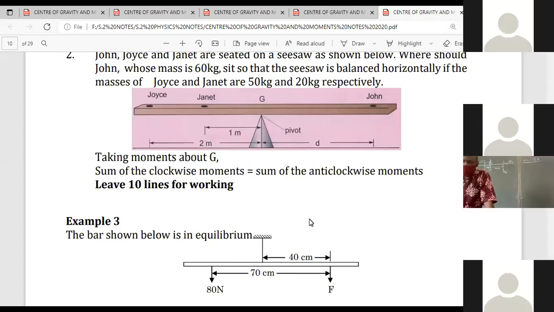When you are setting a condition, you can simply break it up. Sum of clockwise moments is equal to sum of anticlockwise moments.